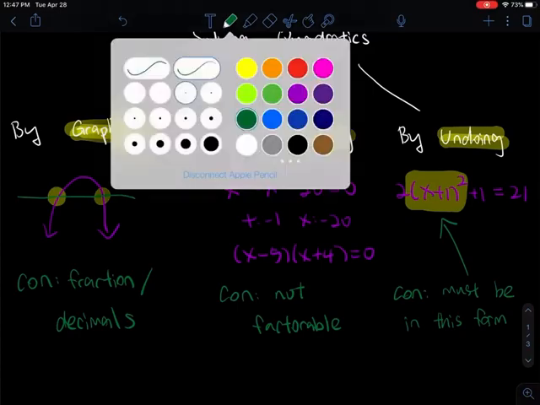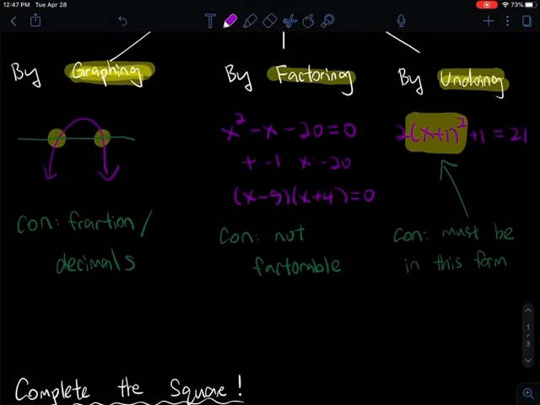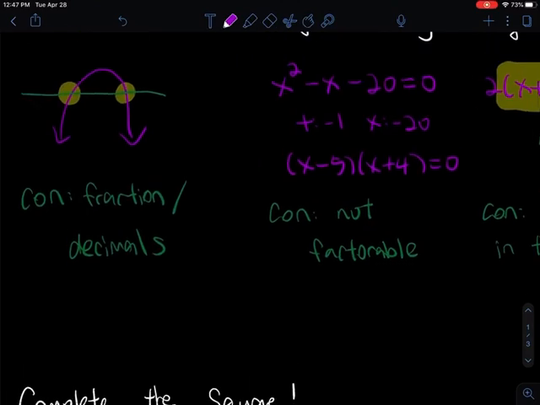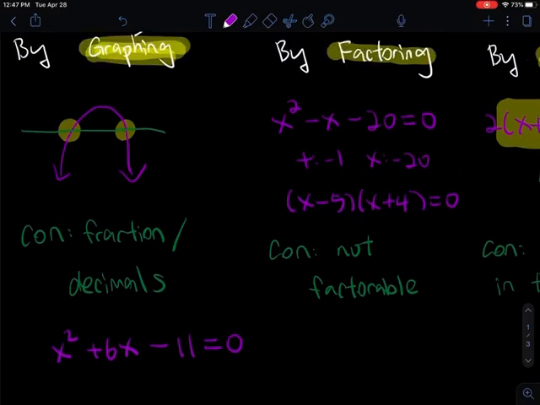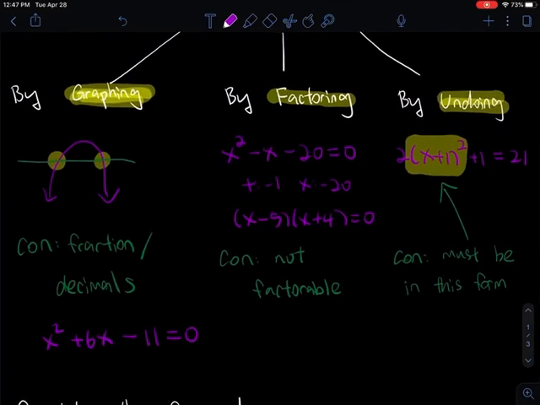So now let's see what if we're given an equation like x squared plus 6x minus 11 equal to 0. Let's see if the methods that we saw so far will work. So solving by graphing, well, first of all, we're not given a graph. And if we do graph it, we're going to run into this problem right here. We're going to run into some fractions and decimals problem where it's hard to tell what the solution is. So graphing wouldn't really work.